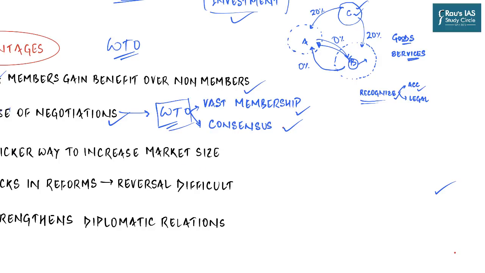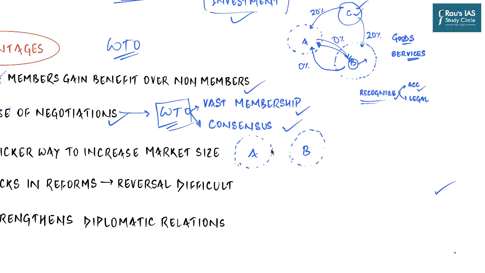Then the third biggest advantage of a free trade agreement is that it provides the quickest way to increase the market size. The national governments of the countries design a lot of policies, financial policies, fiscal policies, monetary policies to increase the size of their market. But free trade agreements are the easiest way to do that. For example, a country A in isolation would have an economy of this size. Country B in isolation would have an economy of this size.